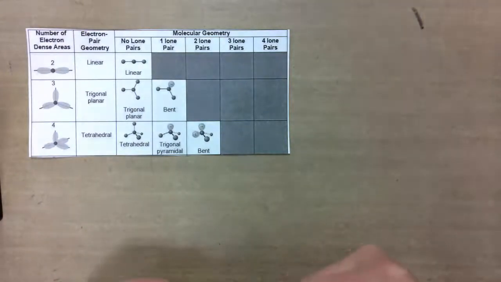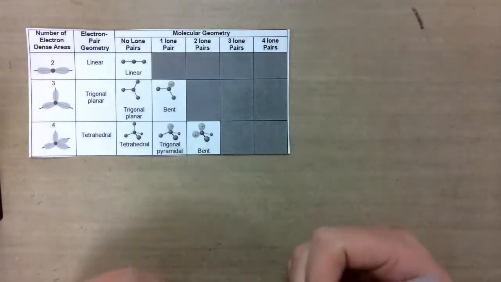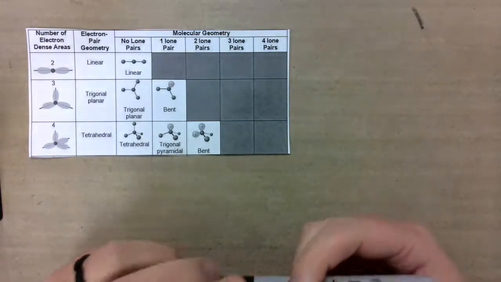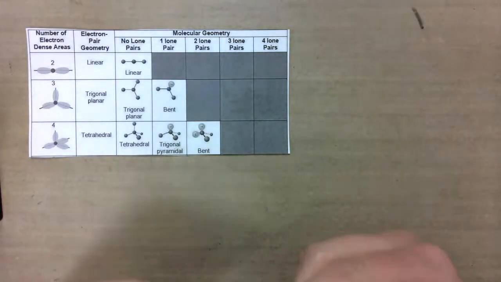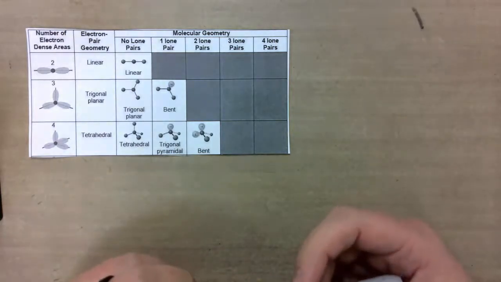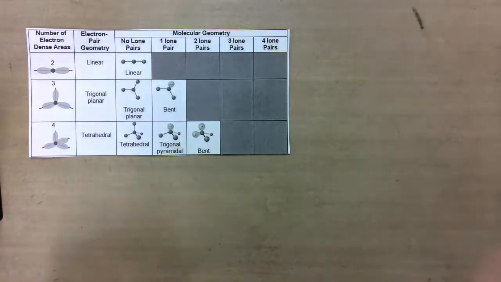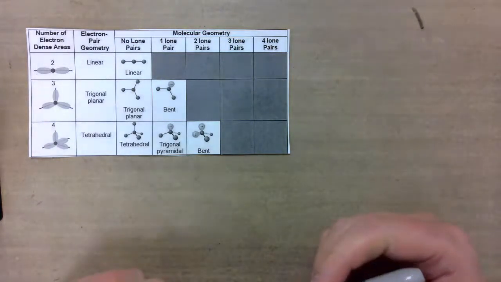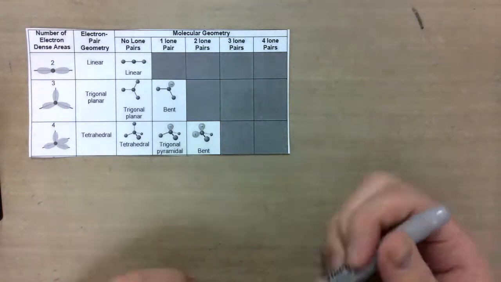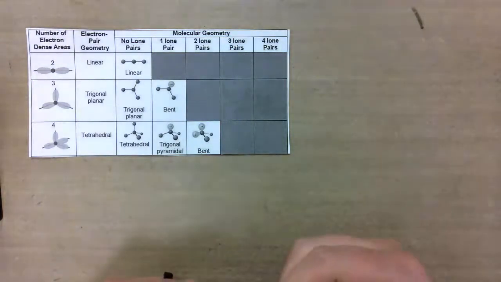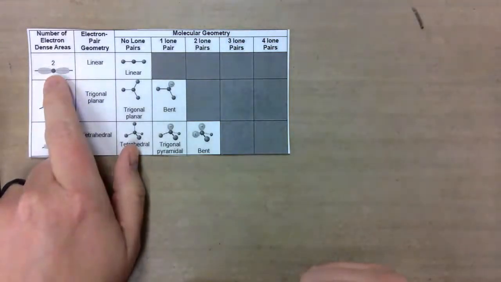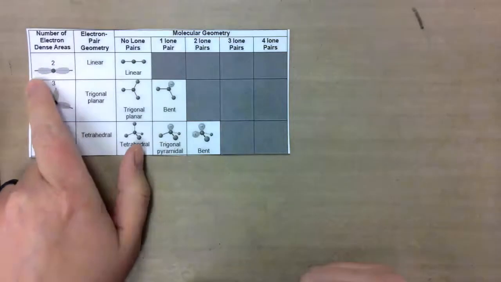Like I had said in our notes in the earlier sections, the VSEPR shape, or molecular shape of a molecule, really depends on the center atom and what is attached to it. So when we are trying to figure out all of these shapes, the biggest thing is we've got to pay attention to the middle. We're going to start off working our way from simple molecules to more complicated molecules. The first thing we want to talk about is a central atom that has two electron dense areas.